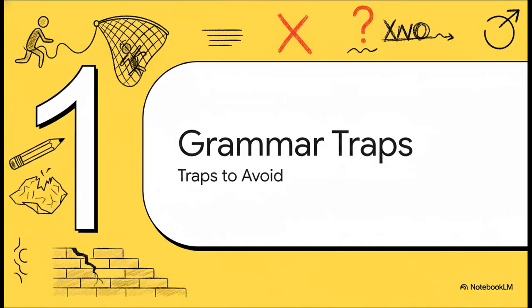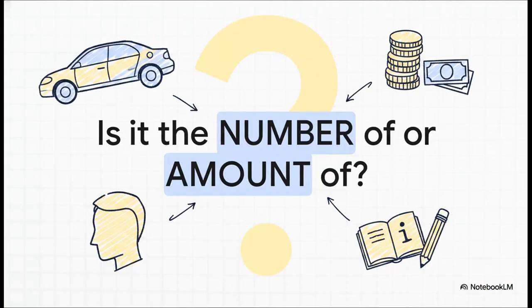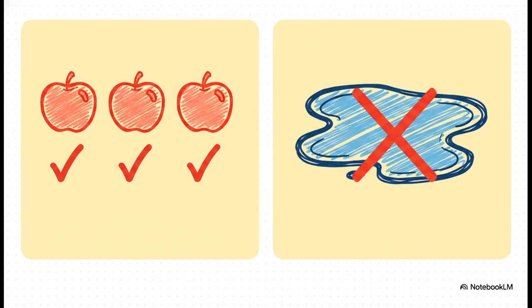All right, starting right off with Section 1, Grammar Traps to Avoid. Before we actually look at the rule, I really want to test your intuition here. So think about this. When you're looking at data for, say, cars, or people, or money, how do you actually know whether to write the number of or the amount of? It's a classic learner dilemma, right? And the thing is, getting this wrong instantly signals to the examiner that you're kind of struggling with basic noun rules.